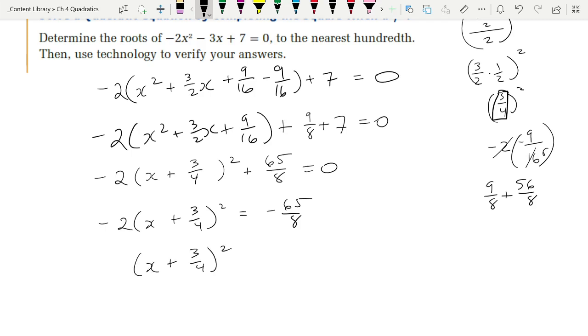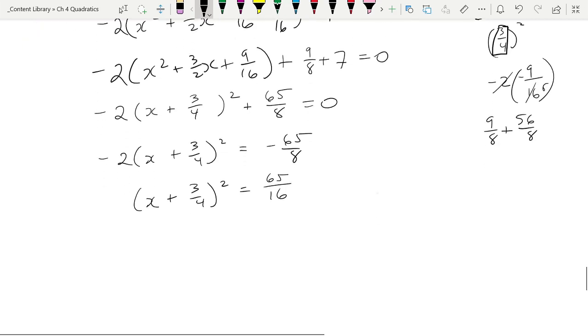So I have this, right? Oh, and keep in mind too, it was a negative divided by a negative. That's why there's no negative anymore. What's the next step? I square root both sides.